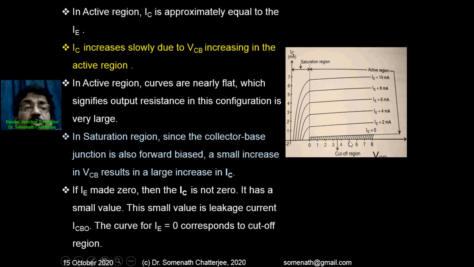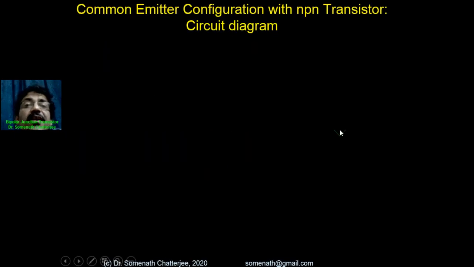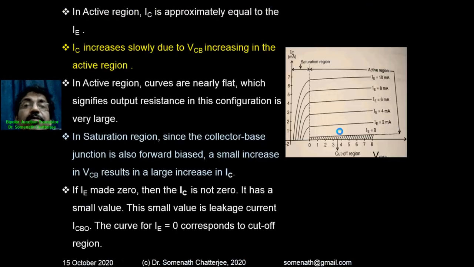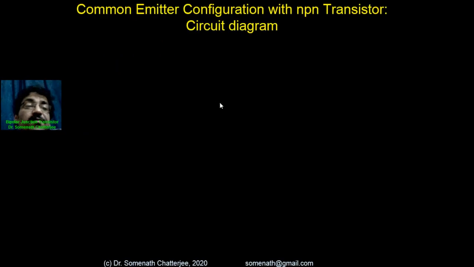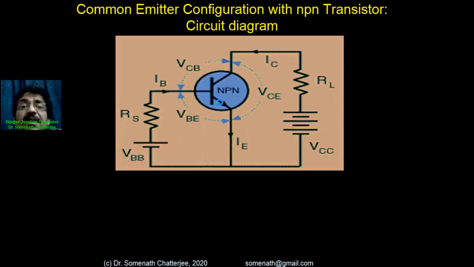In the case of a diode also, we know that reverse saturation current is very important. So this is the reverse saturation current. Okay, so the common emitter configuration with NPN transistor. The previous one was the common base configuration output characteristics. Now we are switching to the common emitter configuration with NPN transistor circuit diagram.